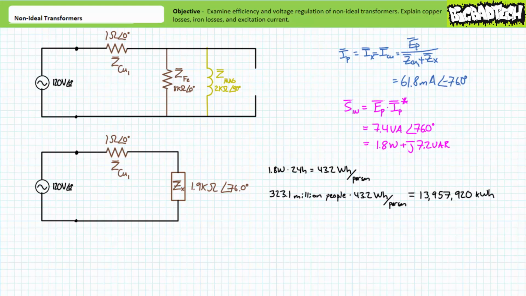13,957,920 kilowatt-hours of energy. Assuming an energy price of 12 cents per kilowatt-hour, this nation effectively wastes almost $1.7 million every single day doing absolutely nothing. Can you now dig the seriousness of this problem on a large scale?